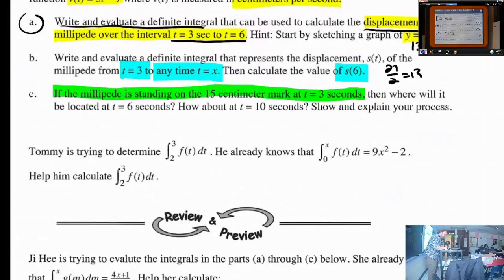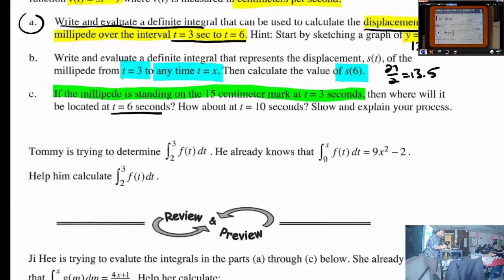We got the same answer for parts A and B, which you'd expect because they're asking the same thing. But that's just how far the millipede has moved. That has nothing to do with where it currently is. That's just how much it's changed. In order to find out where it currently is, we need to know where it was at the beginning, and they just told us. It was standing at 15 centimeters at t equals 3 when we started. So where will it be at t equals 6?